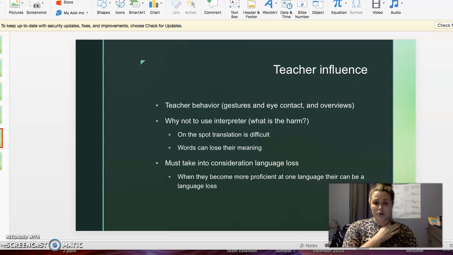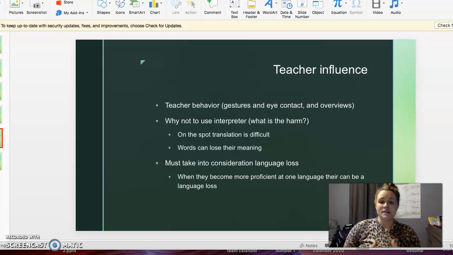Why not to use an interpreter? Like, what's the harm in it? On-the-spot translation can be very difficult. Again, I work with a student from Estonia every day in social studies. She does not have an interpreter. She goes to see the ELL teacher once a week or once a day, but she doesn't have an interpreter with her because, again, on-the-spot translating can be very difficult and a lot of stuff can get lost in the translation. Something can lose its meaning. I might be asking, can you summarize what this paragraph was meaning, and it might not get translated appropriately.